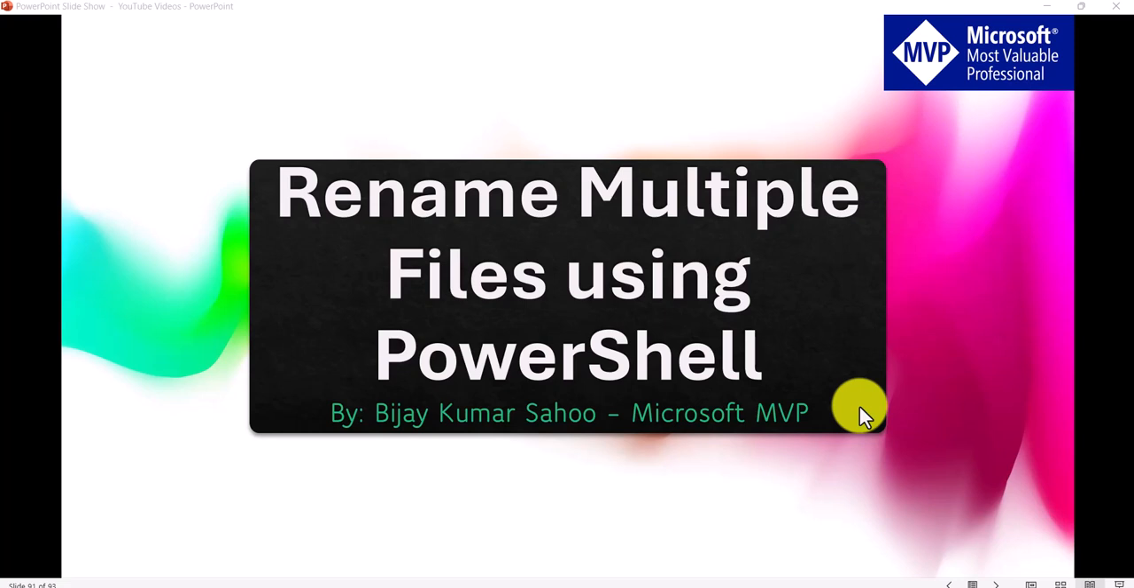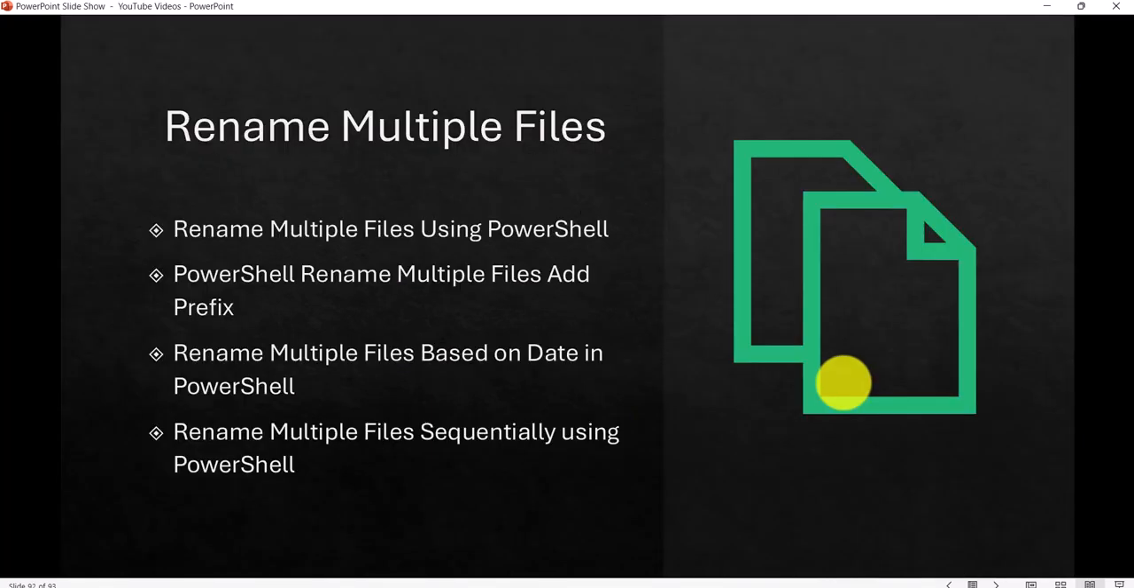I wrote that, and then I realized there are certain other examples that I should share with you, so that you will get to know what are the things that we can do for renaming multiple files. One is renaming multiple files, then I'll show you how we can add a prefix to it, how we can rename multiple files based on date, and also how we can rename multiple files sequentially. Sequentially meaning, let's say 001, 002 like this. So I'll show you all the examples.